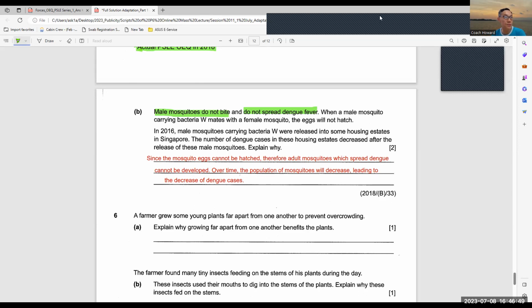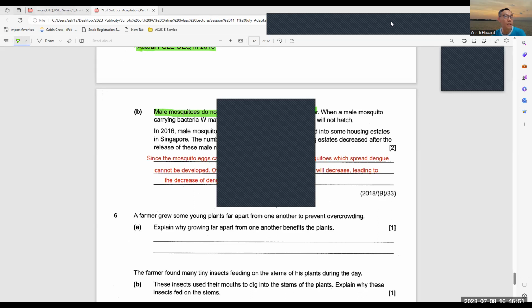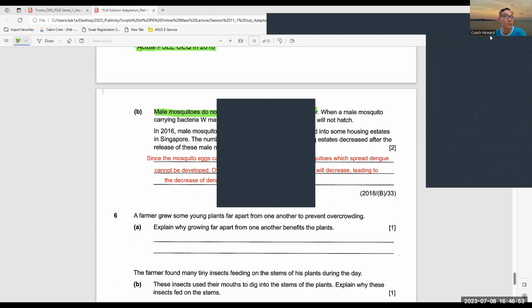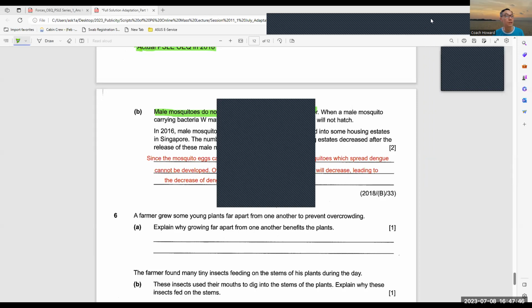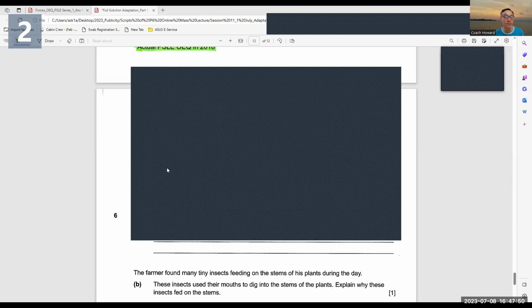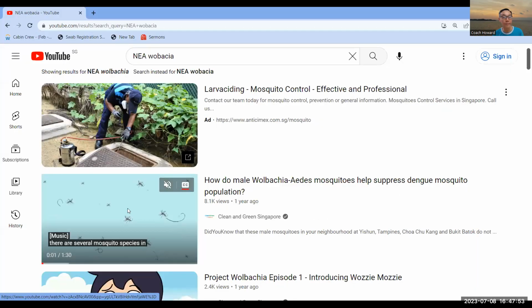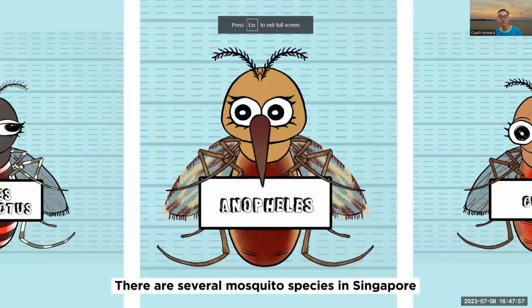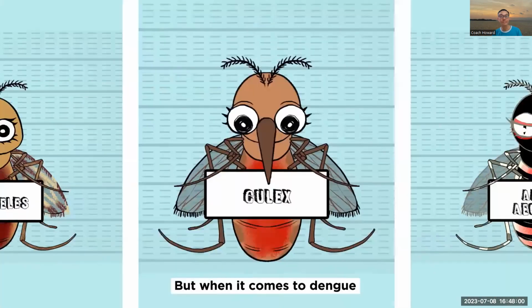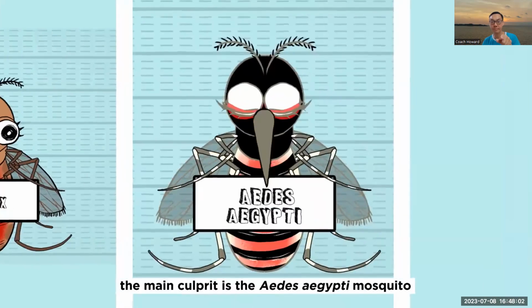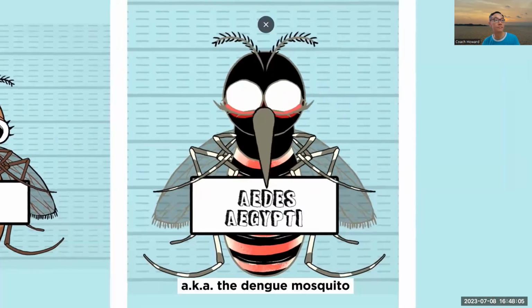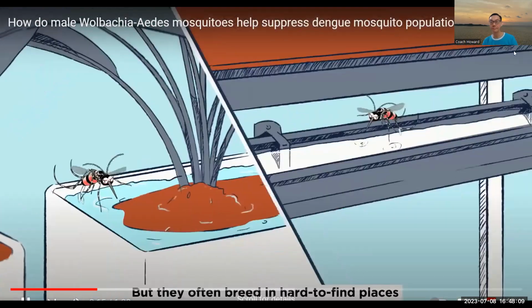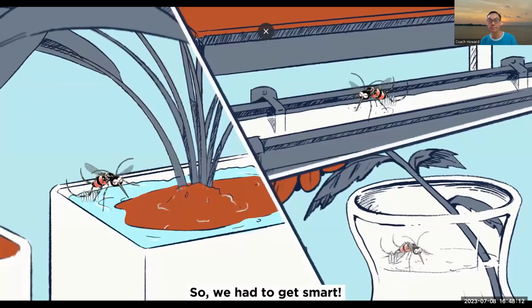So this is something quite interesting. I will show you this part. Okay, now I will screen share to show you about this. There are several mosquito species in Singapore that can spread diseases. But when it comes to dengue, the main culprit is the Aedes aegypti mosquito, aka the dengue mosquito. To control dengue, we need to control Aedes aegypti, but they often breed in hard-to-find places. So we had to get smart.